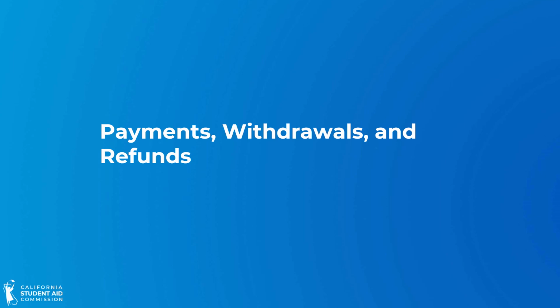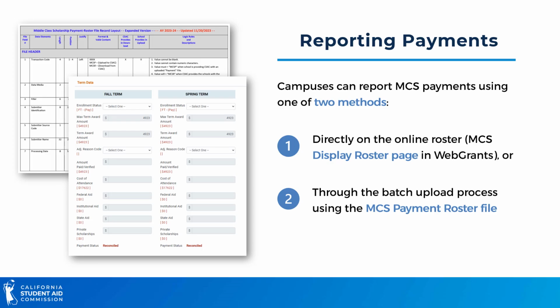First up is payments, withdrawals, and refunds. Campuses have two ways to report payments. The first is directly in WebGrants on the MCS Display Roster page. This is a great option for schools with small rosters or when recertifying or reconciling payments. The second method is through a batch process using the MCS Payment Roster file.